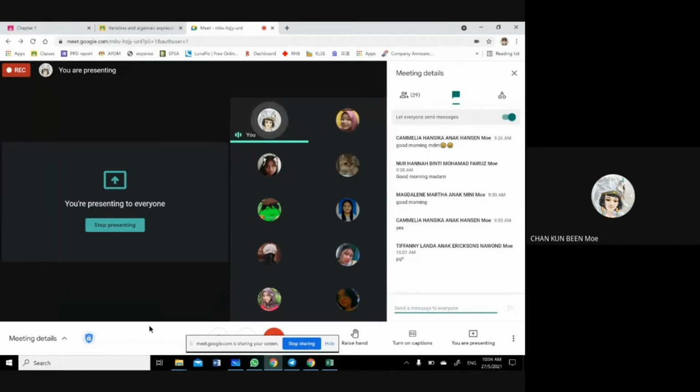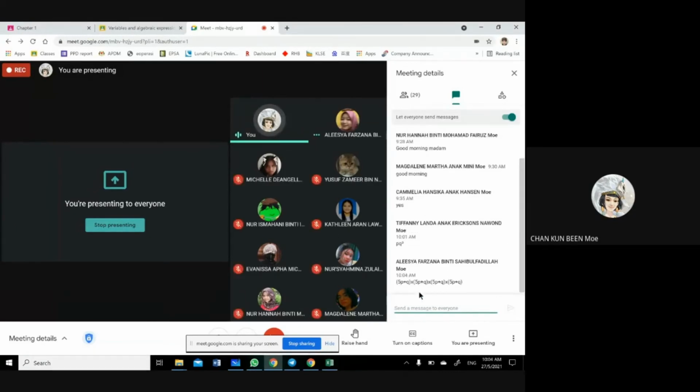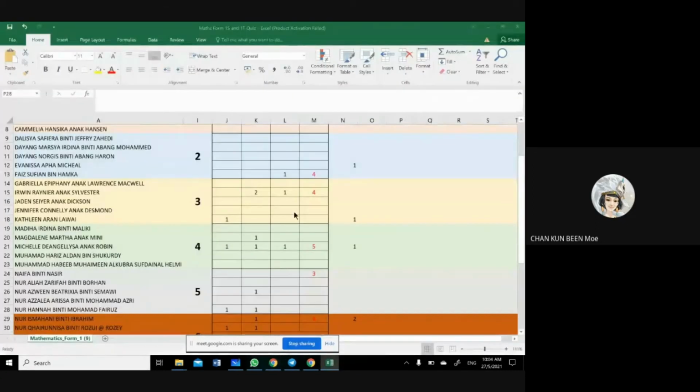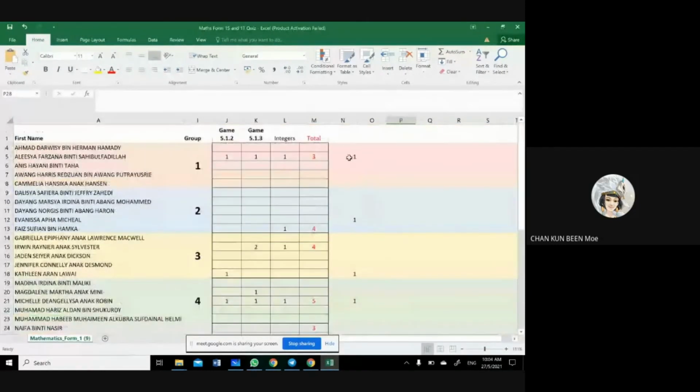This is training your typing skill. 5p plus q times 5p plus q times 5p. Yes, correct. Alicia got it first. Alicia can type very fast. So Alicia gets another mark for your group. 2 points already. Okay, I'm going to save it first.